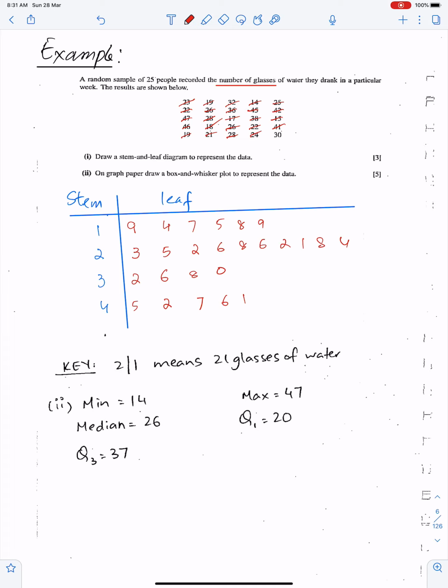But you have to arrange the numbers in ascending order, and this is the fastest way. So first write the numbers. Let's suppose here you can write the numbers anywhere. 4, 7, 5, 8, 9. Then the second row is 1, 2, 2, 3, 4, 5, 6, 6, 8, 8.